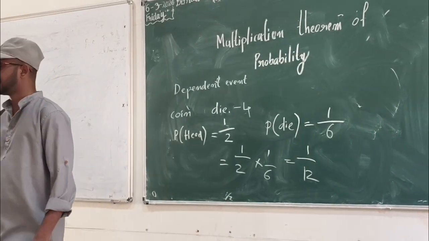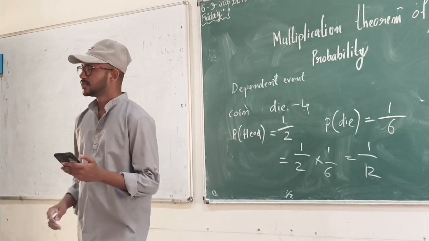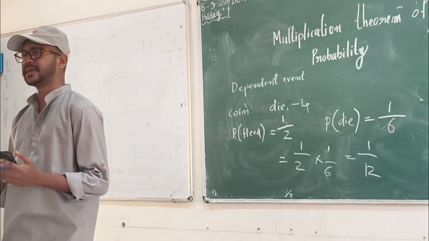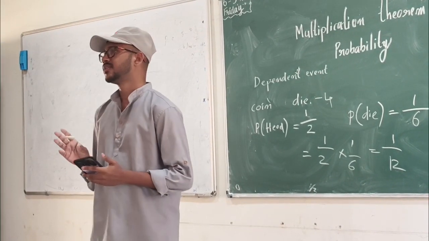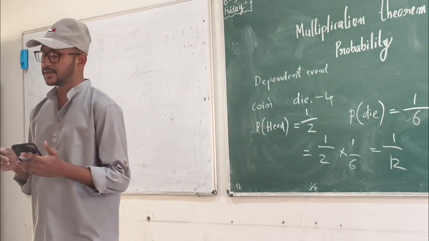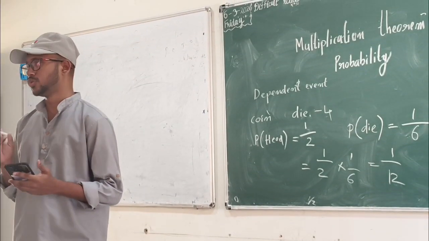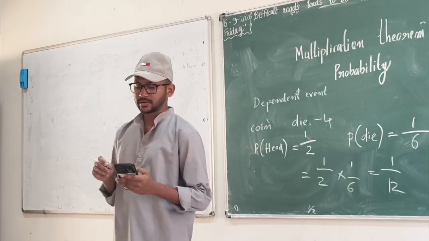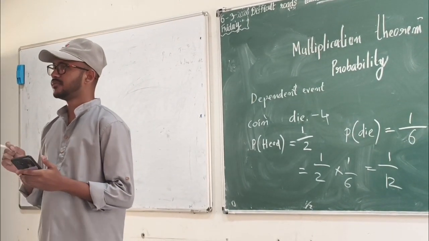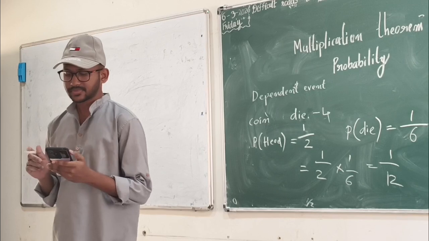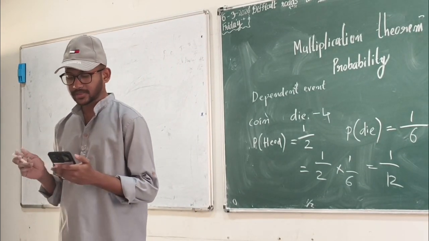Let us take another example for a dependent event. Take a bag, and there are 3 red balls and 2 blue balls. And from the bag, 2 balls are drawn without replacing, and we need to find the probability of getting the red ball.